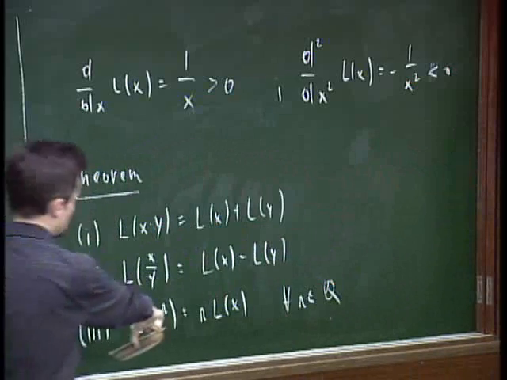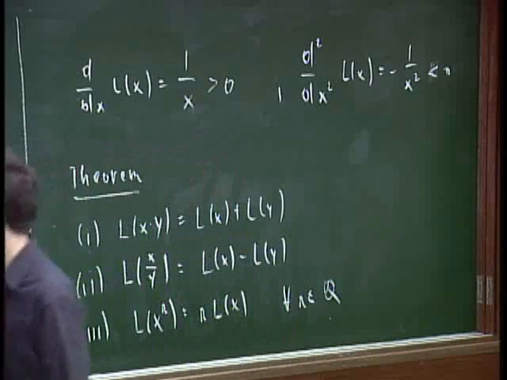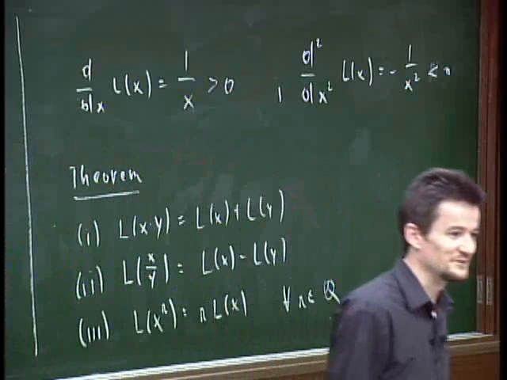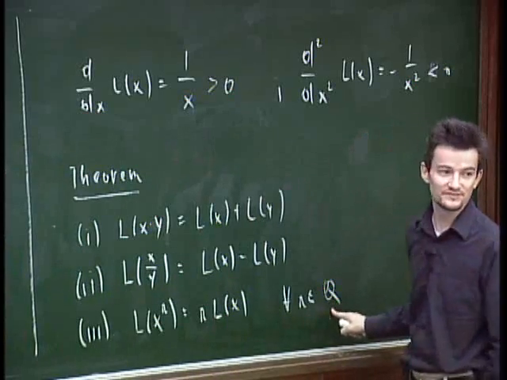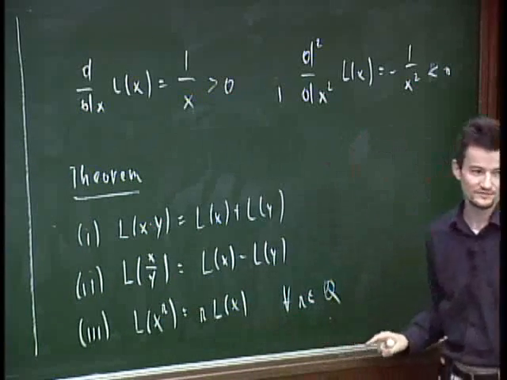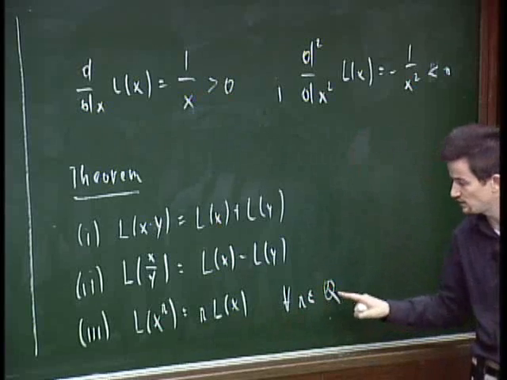Who can tell me why r in Q? Why not r in the real numbers? Right, because we haven't defined it for irrational numbers. This symbol is not defined, so it wouldn't make sense to say for all real numbers.